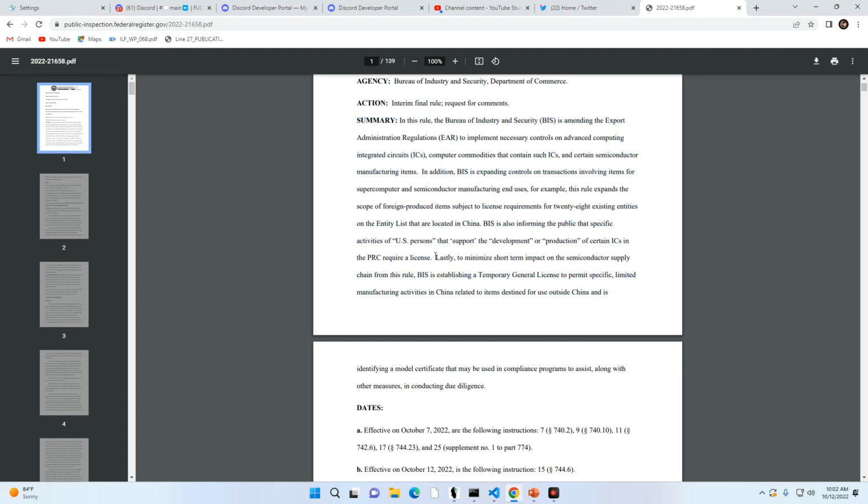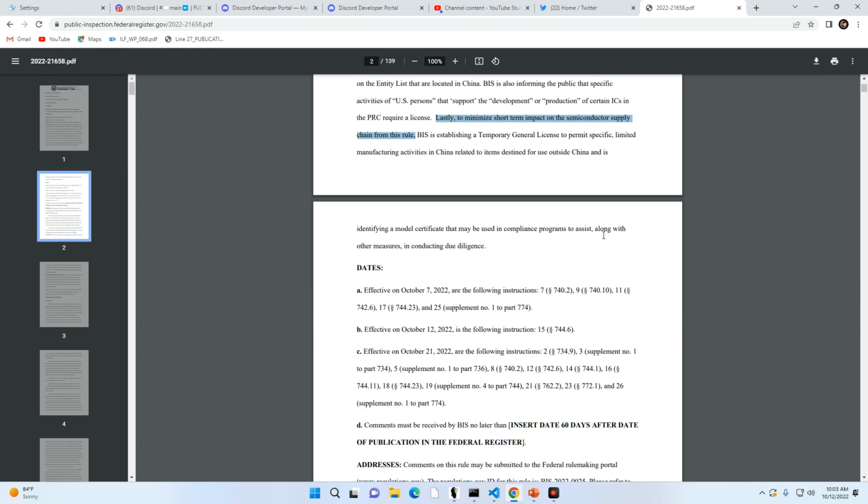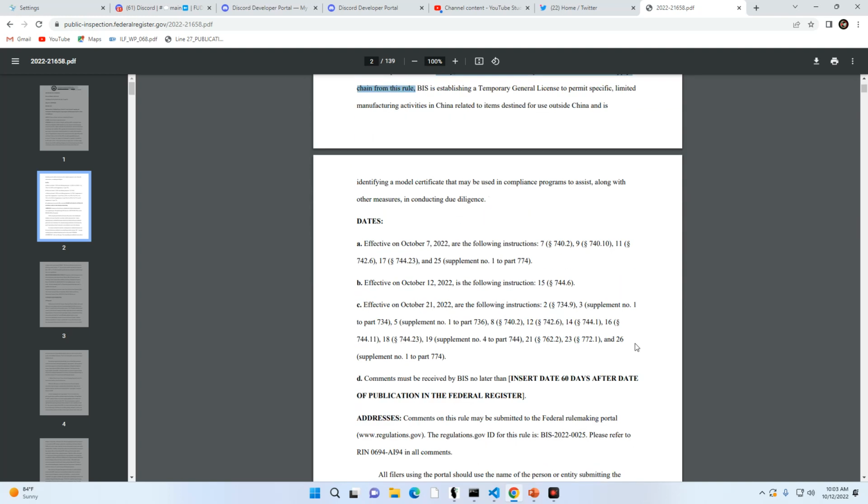And look right here. Lastly, to minimize short-term impact on the semiconductor supply chain from this rule, BIS is establishing a temporary general license to permit specific limited manufacturing activities in China related to items destined for use outside China, and is identifying a model certificate that may be used in compliance programs to assist, along with other measures, in conducting due diligence.